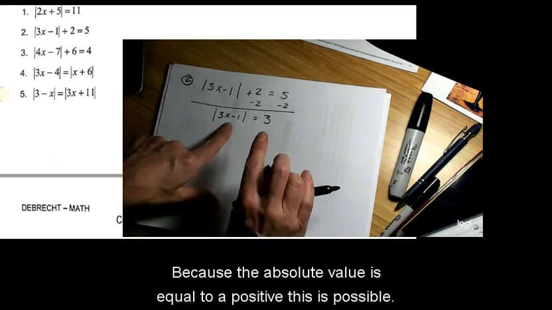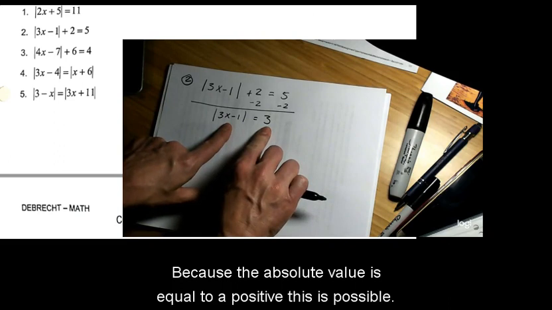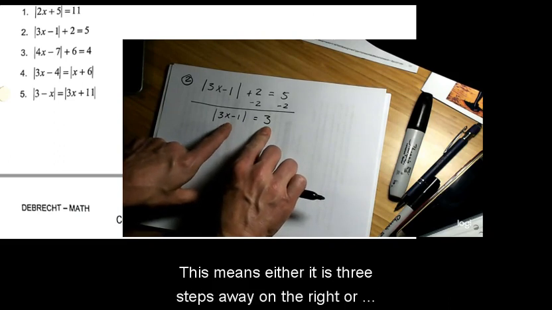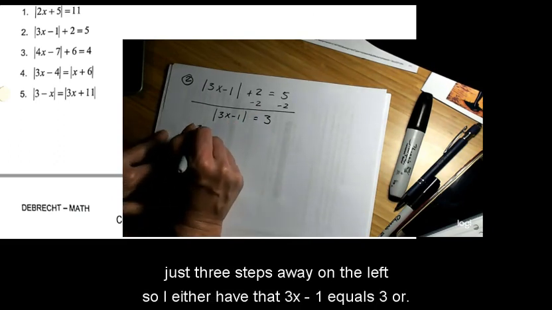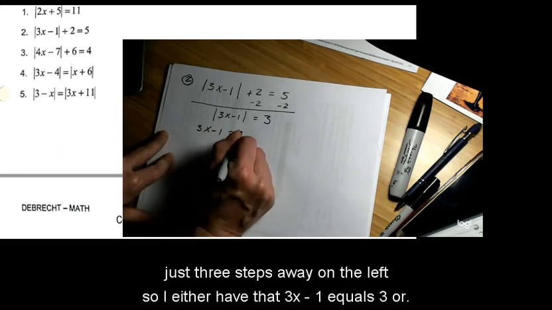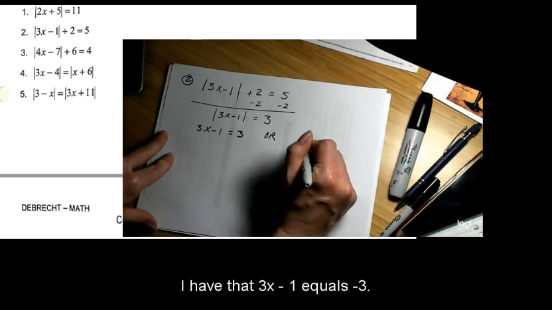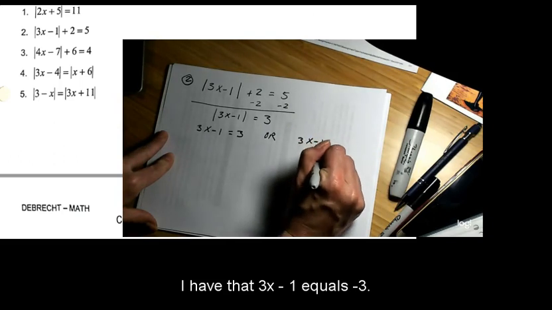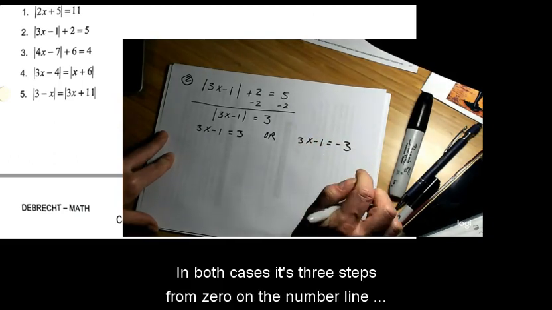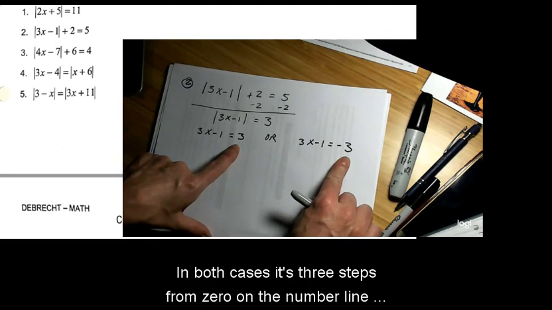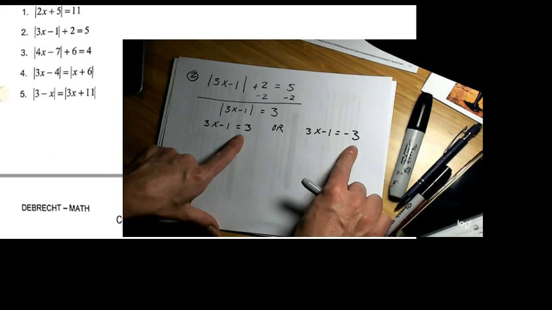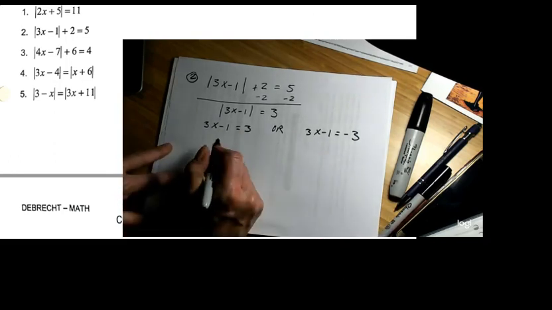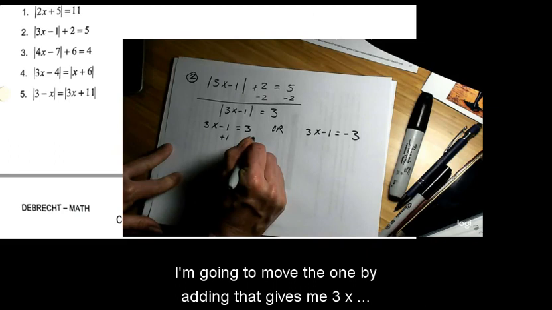Because the absolute value is equal to a positive, this is possible. This means either it is 3 steps away on the right or it is 3 steps away on the left. So I either have that 3x minus 1 equals 3, or I have that 3x minus 1 equals -3. In both cases, it's 3 steps from 0 on the number line, one to the right, one to the left. I solve these separately.